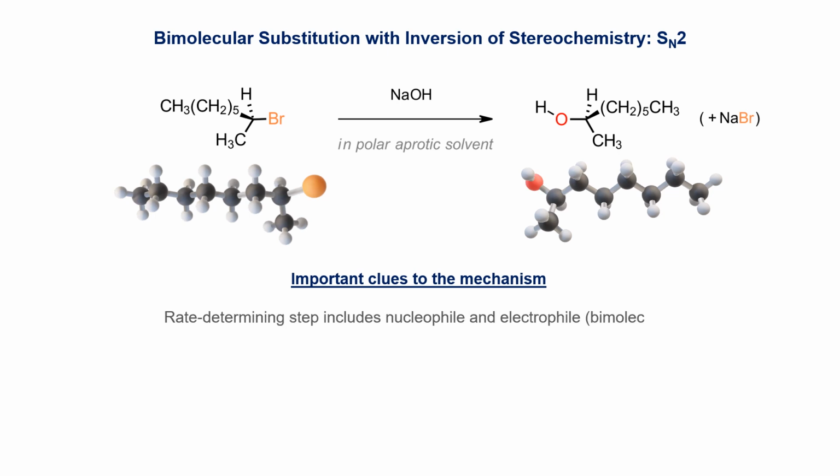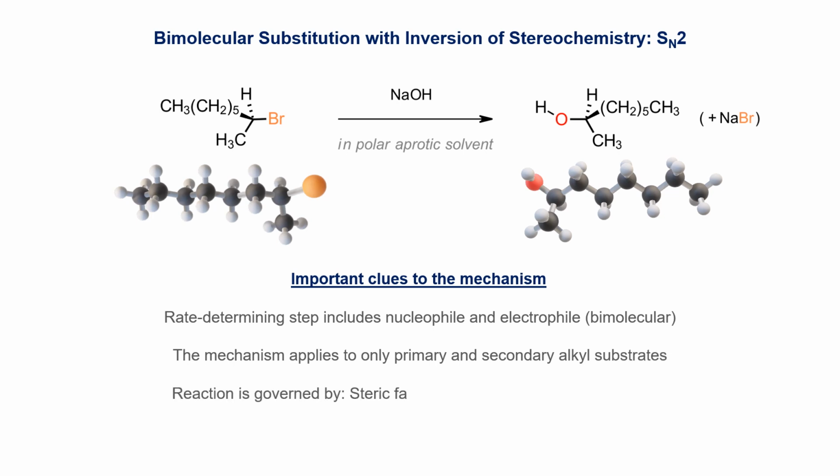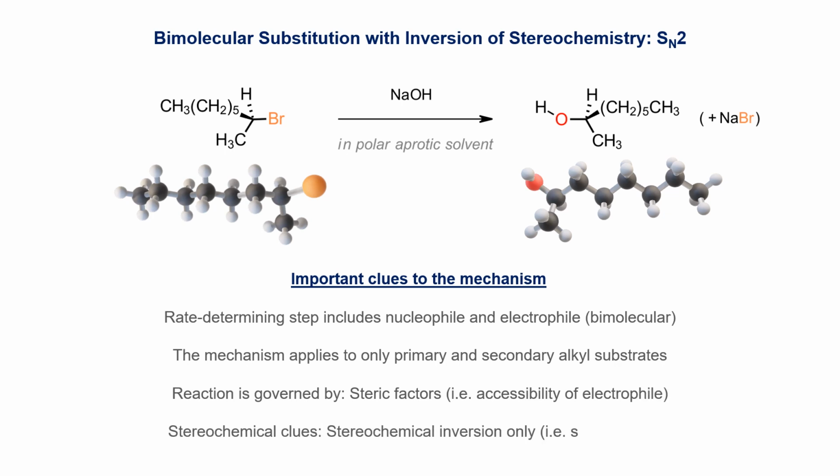First, rate experiments show the slow step to depend on the concentration of both nucleophile and electrophile. Second, the reaction only happens with primary and secondary alkyl substrates. Next, steric crowding around the electrophile lowers the reaction rate. Finally, when a chiral starting material is used, only the inverted product is isolated.